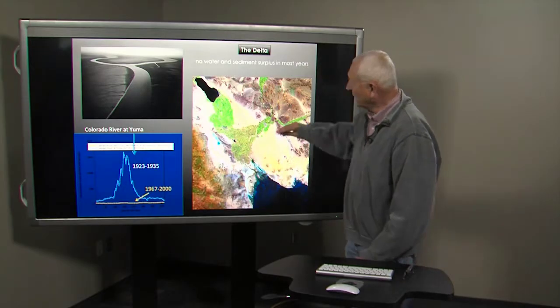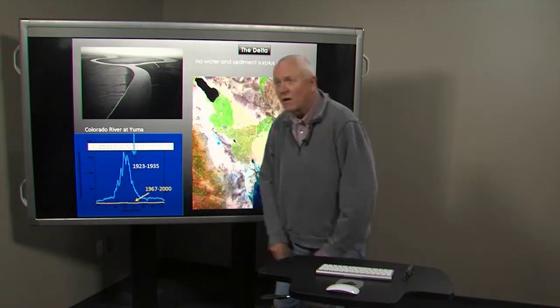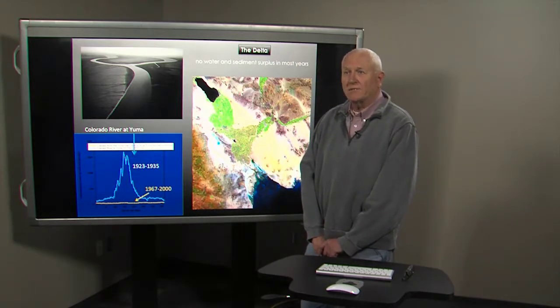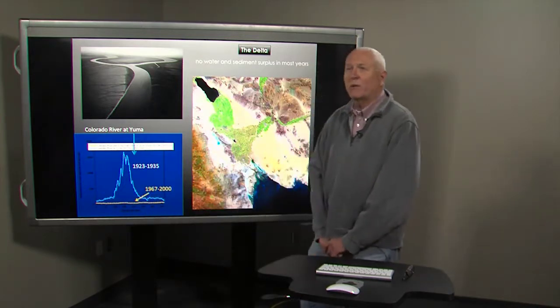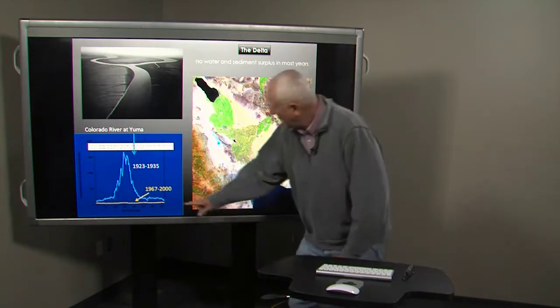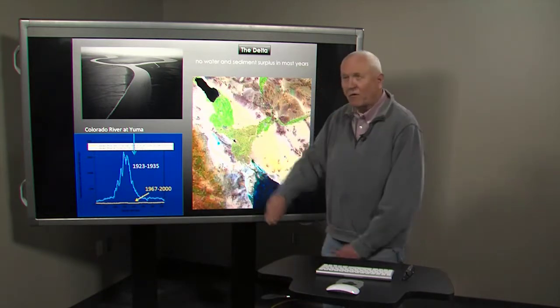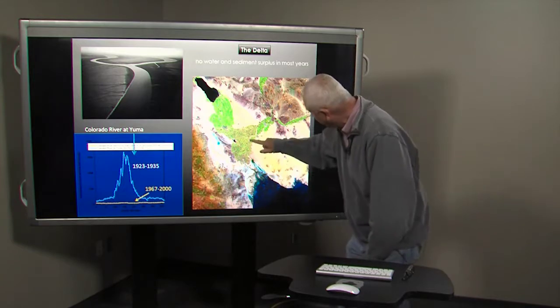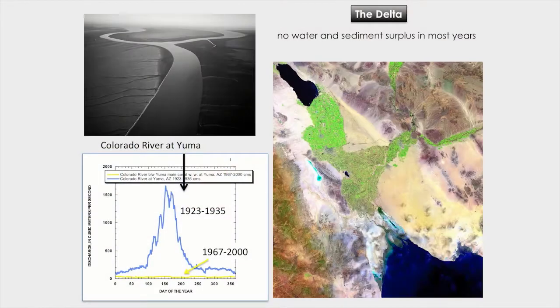And in the delta, this is the hydrograph of the river before the big dams and diversions, and this is the amount of water today that we release into Mexico, and all of that water is then diverted to irrigate farm fields in the Mexicali Valley, and essentially no water makes it to the sea. So the issues are very different from place to place.